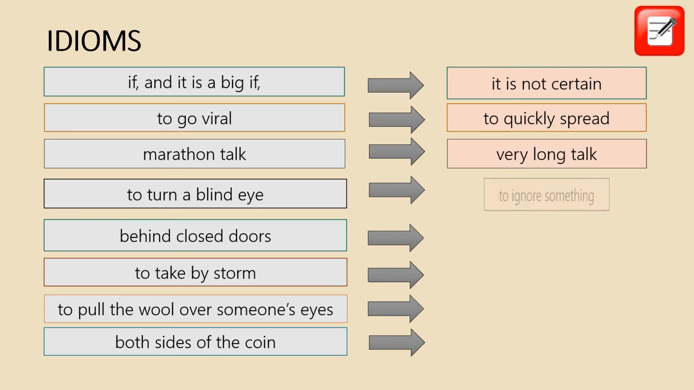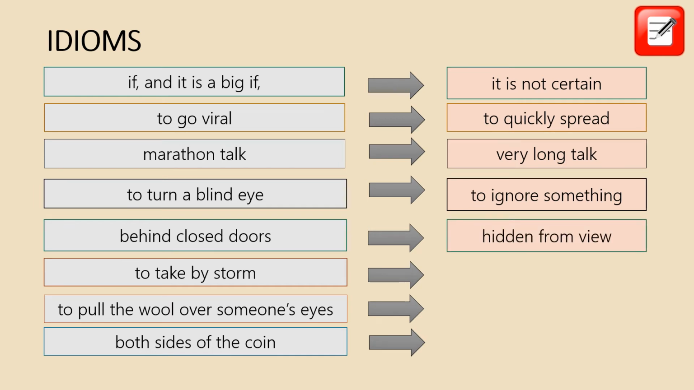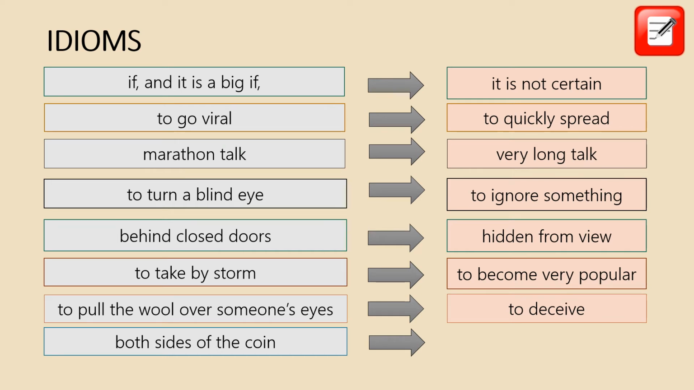To turn a blind eye means to ignore something. Behind closed doors means hidden from view. To take by storm means to become very popular. To pull the wool over someone's eyes means to deceive. And both sides of the coin means both points of view. So stop the recording and learn these words.